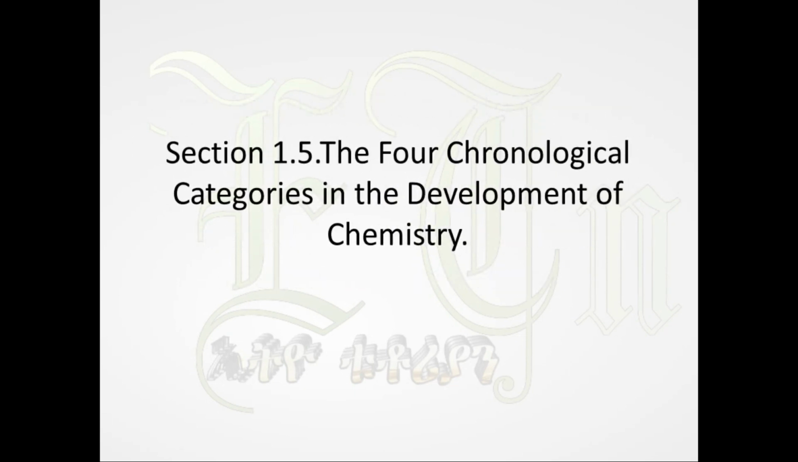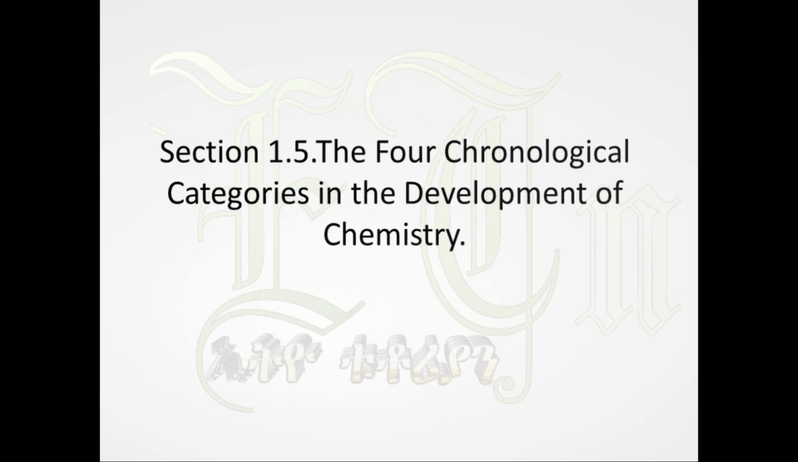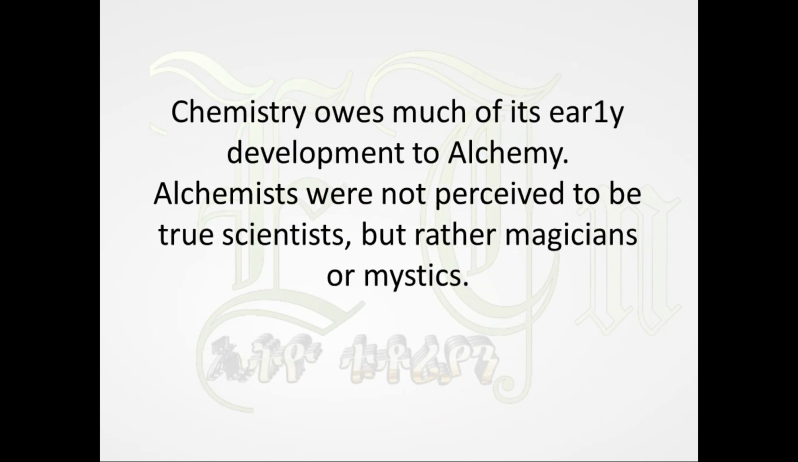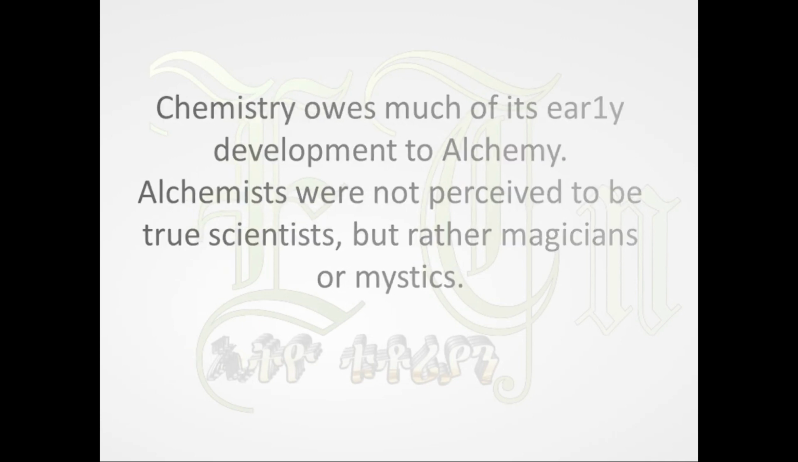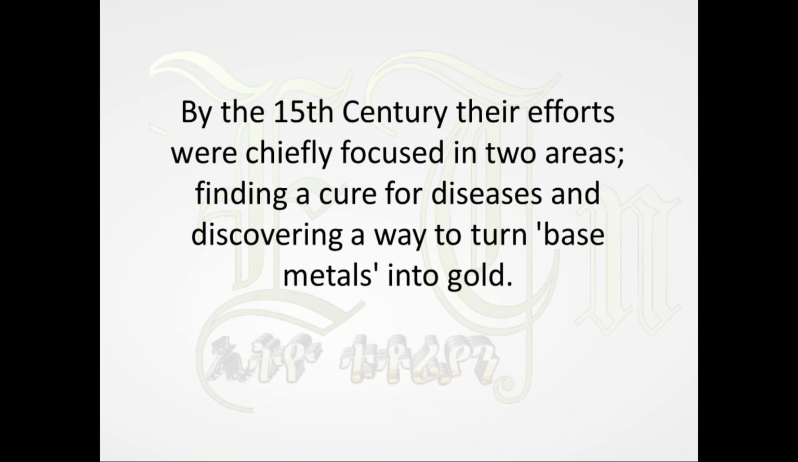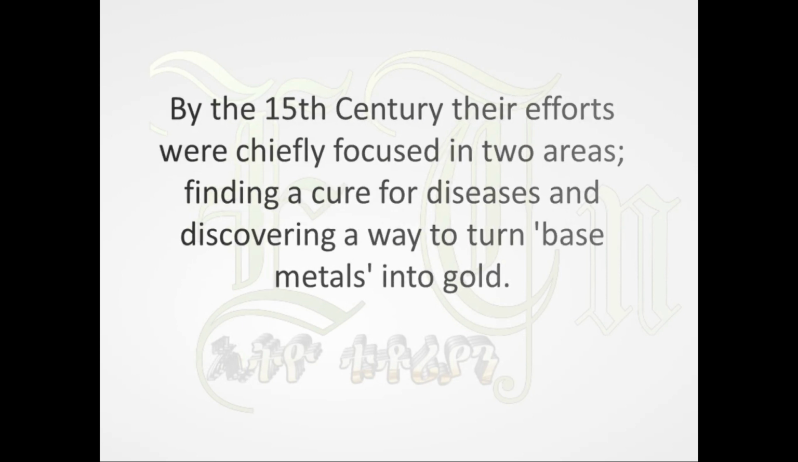Section 1.5. The 4 chronological categories in the development of chemistry. Chemistry owes much of its early development to alchemy. Alchemists were not perceived to be true scientists, but rather magicians or mystics. By the 15th century, their efforts were chiefly focused in two areas: finding a cure for diseases and discovering a way to turn base metals into gold.